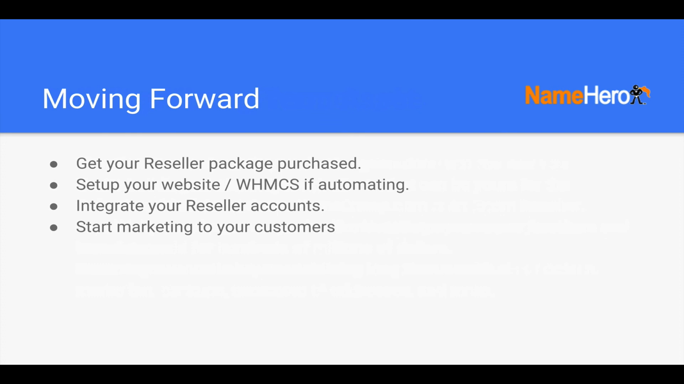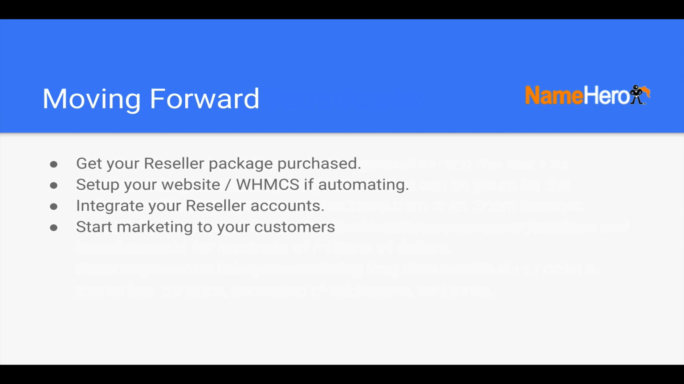Okay, so moving forward, at the end of each chapter I do a moving forward, kind of the next steps. So the next step is to actually get your reseller package purchased. I'm going to NameHero and setting it up. I'm assuming you're going to use us at NameHero, but you're free to use whoever. I'm going to provide this course for free on our website, so you can choose whoever. You don't have to just choose NameHero, but if you choose us, we are going to do the training alongside you. But once you have your package purchased, then it's time to set up your website and your WHMCS if you choose to automate it.